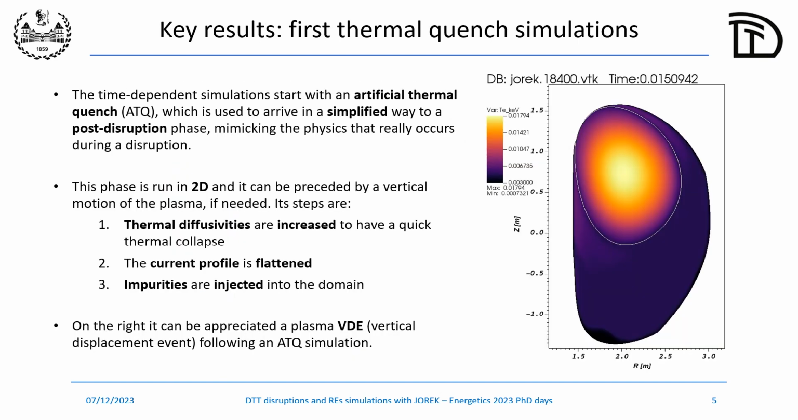The simulations I'm currently running involve a process called artificial thermal quench. It mimics the physics that actually occurred during a disruption, in order to arrive in a simplified way to the post-thermal quench phase. This can be done by tuning some physical parameters to match the characteristics of the desired disruption. On the right, there is the plot of a simulation of mine in which the artificial thermal quench leads to an upward vertical displacement event.